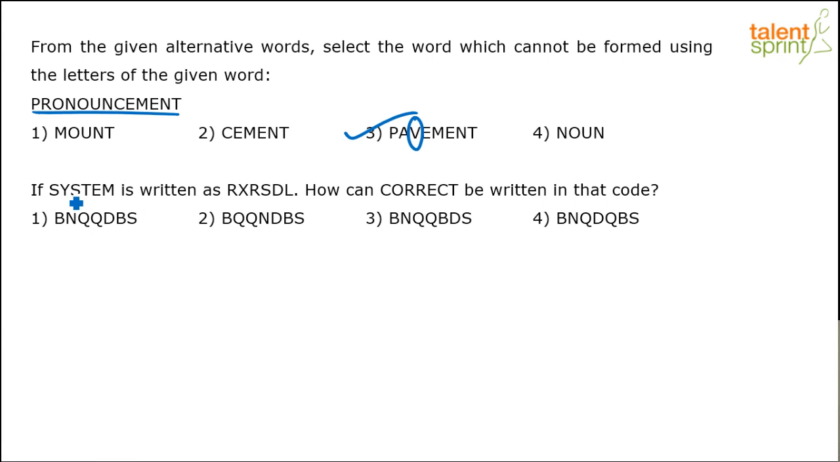See, try and understand. If you look at the codes here very clearly, S is R, S is R. So each letter is fixed with some other letter, right? Now here, if you look at the word CORRECT, the third and fourth letters are the same.